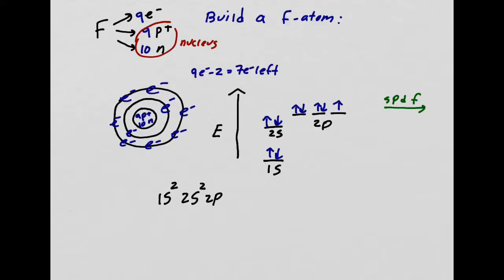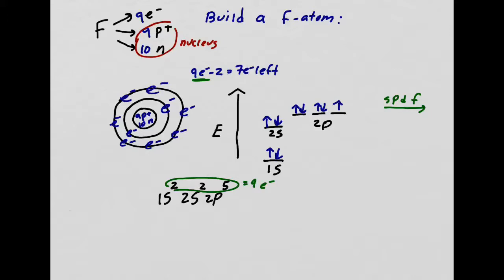And how many do I have? I have 1, 2, 3, 4, 5 in there. It would be 2p5. And remember this. If you add up 2 plus 2 plus 5, it ends up being 9 electrons. And that's how many electrons we needed for fluorine. Yeah? Okay. So the next one we're going to do, and you can pause me so you can do this on your own, and then check your answer with me.